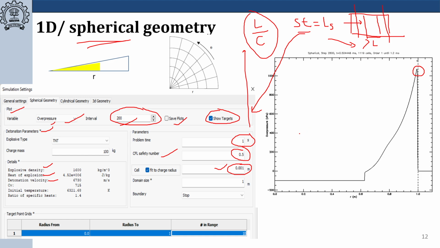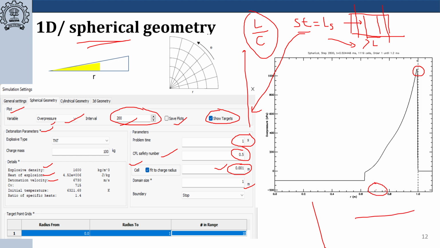Below the cell size at which your peak doesn't vary is the required cell size to compute accurately. So you should be careful with the cell size consideration. And domain size, based on your boundary conditions or your problem statement, you will be choosing your domain size. In our problem, what we have chosen is that the explosion occurs 1 meter above the ground.